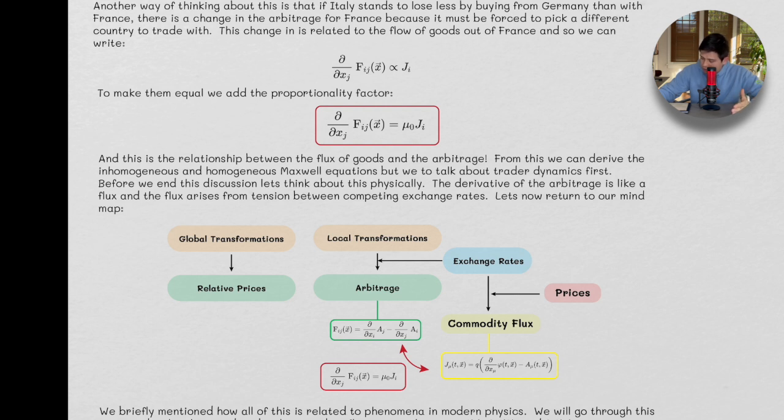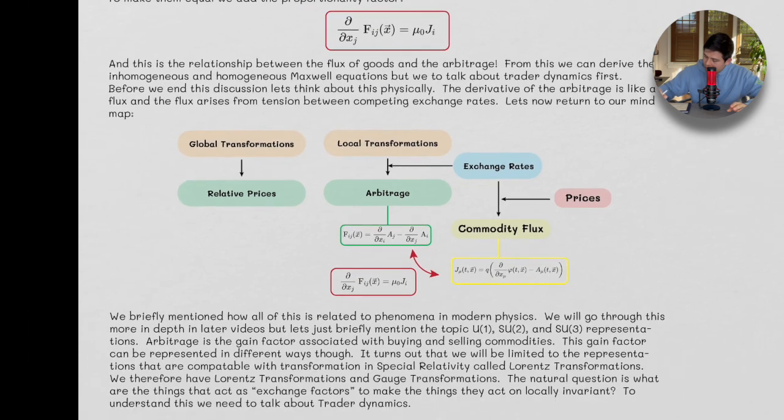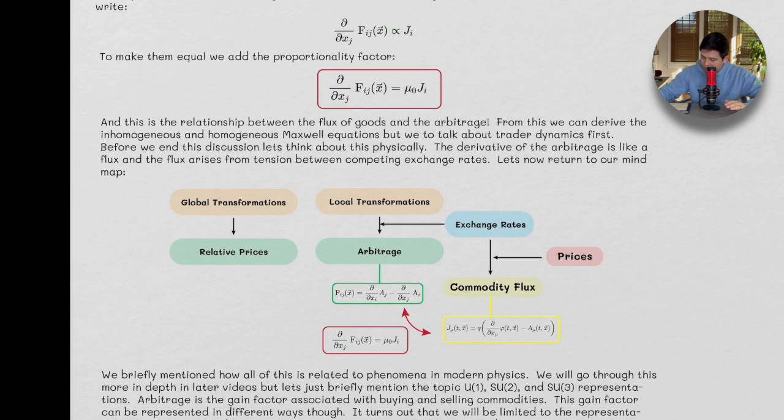So from this we can derive the inhomogeneous and homogeneous Maxwell equations as well in physics, which we're going to talk about. But we need to talk about trader dynamics first. So before we end this discussion, let's think about this physically. The derivative of the arbitrage is like a flux, and the flux arises from tension between competing exchange rates.